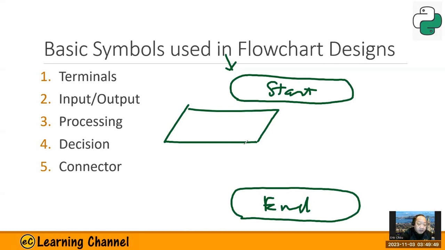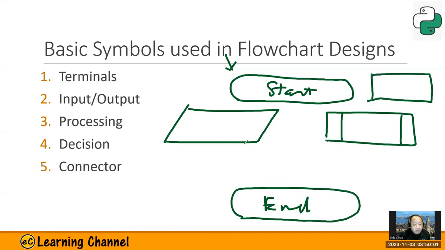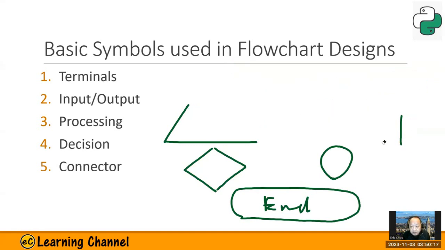And then processing, you use a square. Sometimes if it is a subroutine, you have two more lines on the side. If it is just a box, you actually use a rectangle for processing. Decision, you use a diamond, a vertical diamond. And connector, you use a circle. Okay? And we'll talk about how these different items are used in a real flowchart.